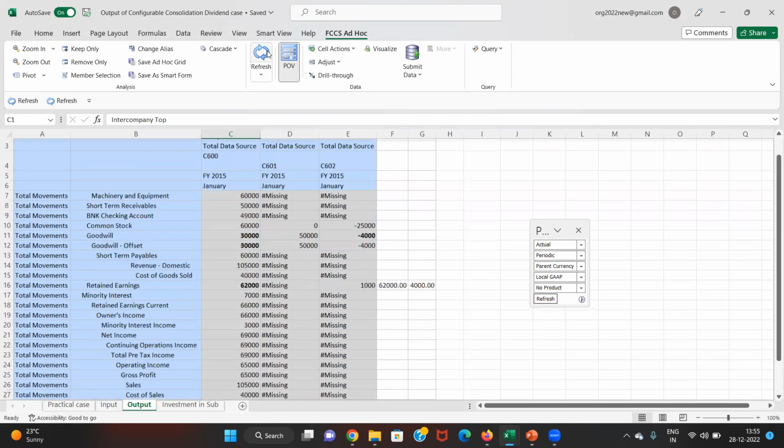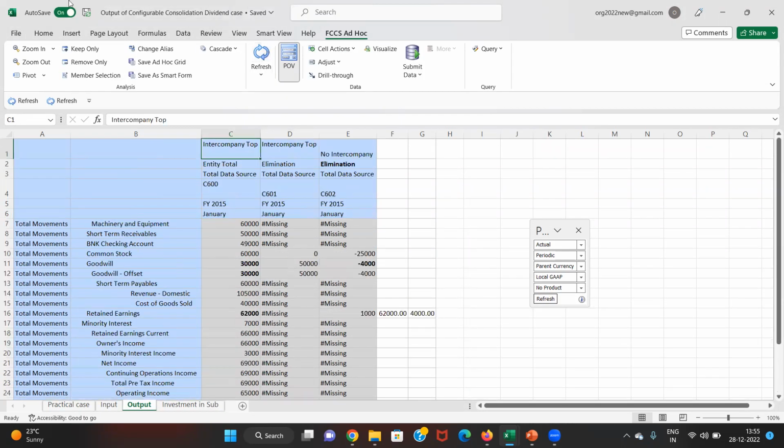So this was another case of configurable consolidation. In case you have any queries, you can connect with us.